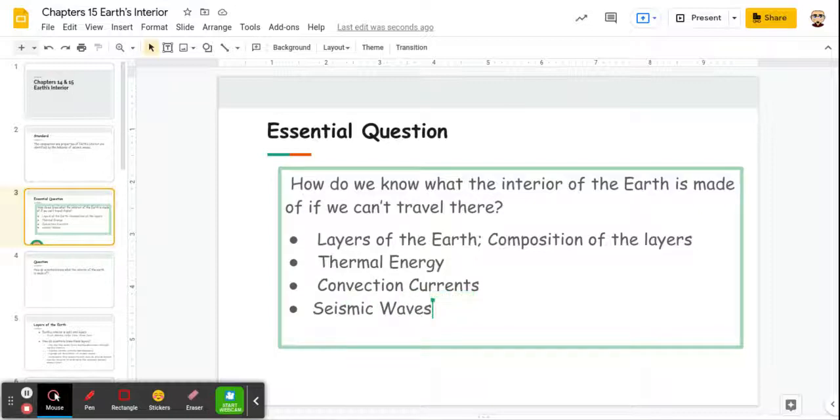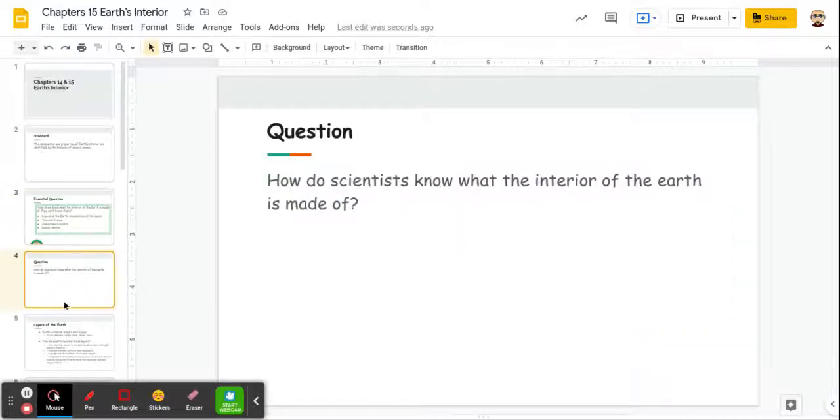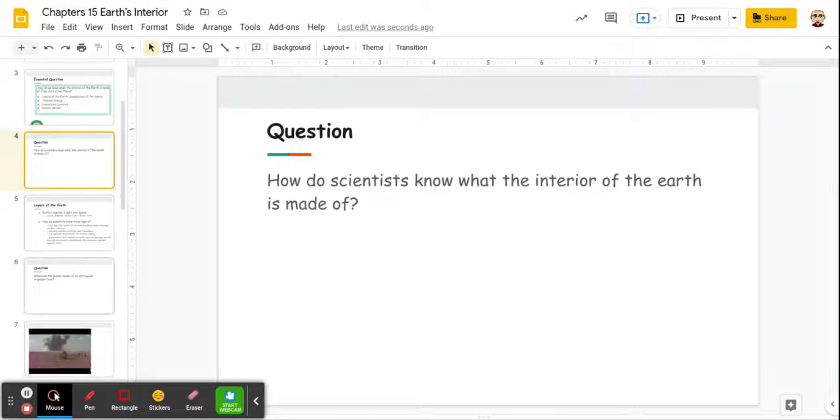Those seismic waves bounce through the Earth, they reflect, they travel quickly, they bend, all this cool stuff that they do inside of the Earth helps us see what is actually inside the Earth. See without being there, almost like echolocation. So first thing we're looking at, how do they know what the interior of the Earth is made of?